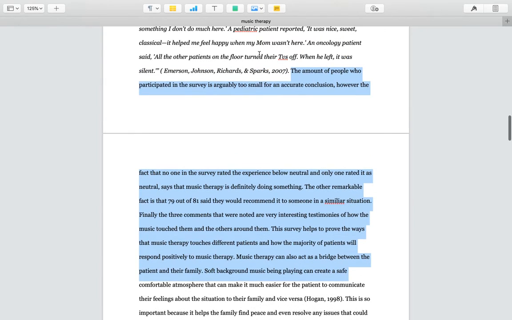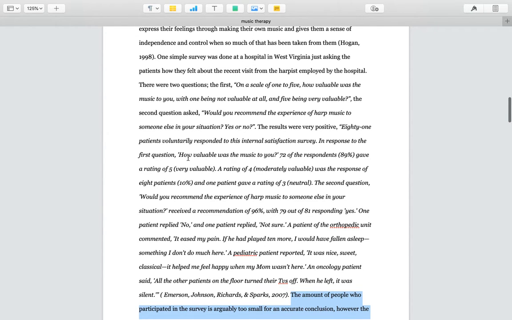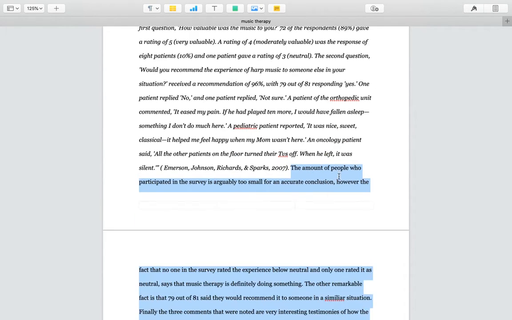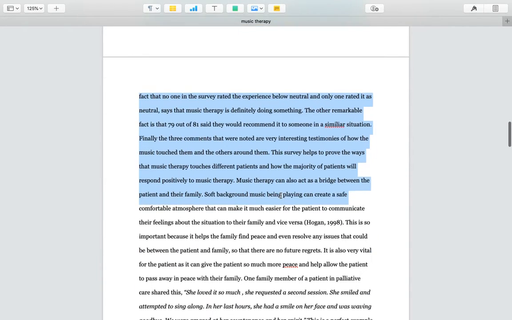So they did a research, looked at, okay, this is what the data stated, this is what the data they had, said the amount of people who participated in the survey is arguably too small for an accurate conclusion. However, the fact that no one in the survey rated the experience below neutral and only one rated as neutral says music therapy is definitely doing something.